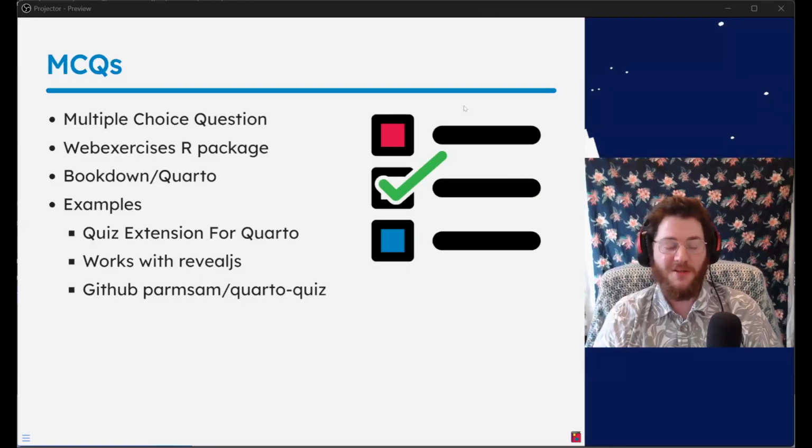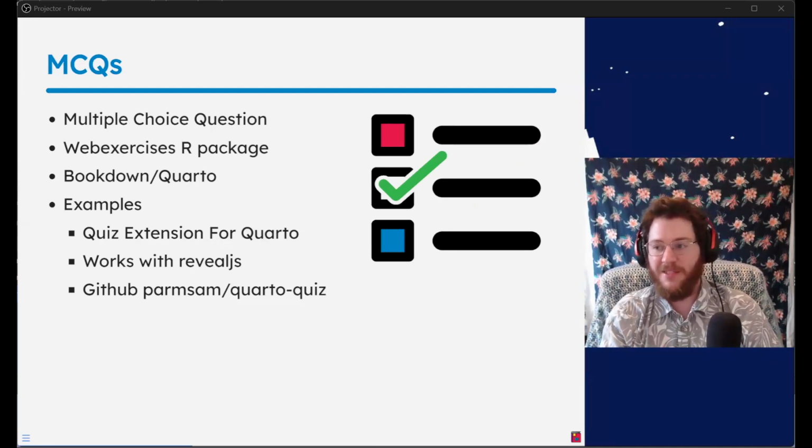So MCQs, I put these into my Bookdown. I use Bookdown to make my HTML materials, and I use the R package called Web Exercises to incorporate these. So that's with Bookdown.